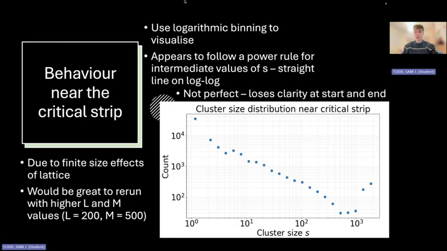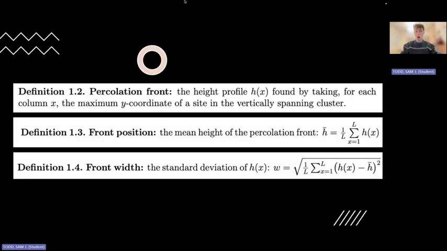This is a log-log graph, so it appears to follow a power law because it is mostly a straight line. However, it clearly turns upwards towards the start and the end, and this is due to finite size effects of the lattice. We're only in a small strip, the critical strip, so it's not perfectly homogeneous, and we only have a fairly small lattice, 200 by 200, and 500 runs to collect data over. It would be great to visualize this with a much bigger lattice, but due to computing time and computing power restraints, we can't do this super effectively.